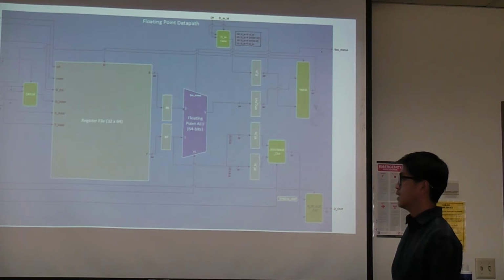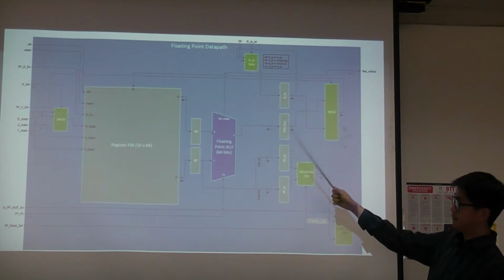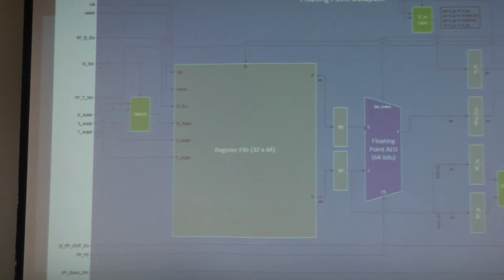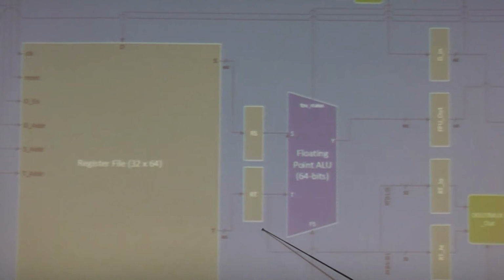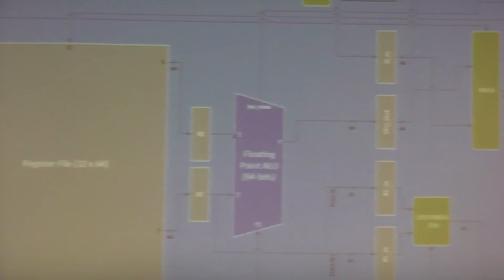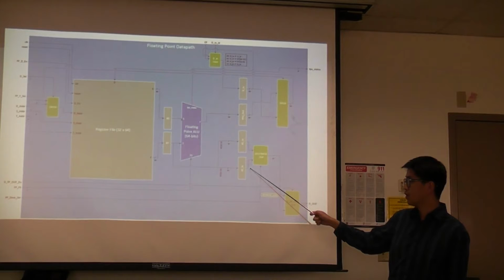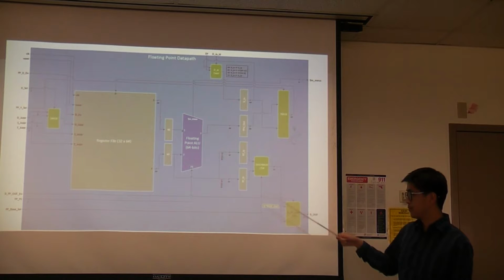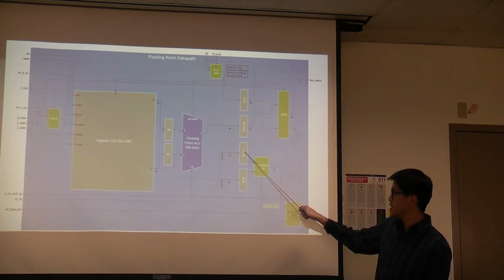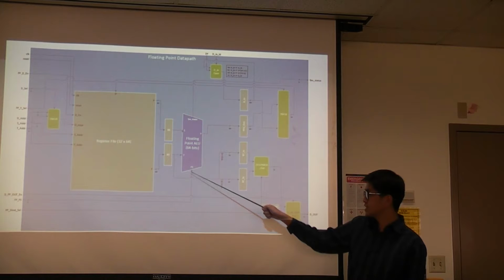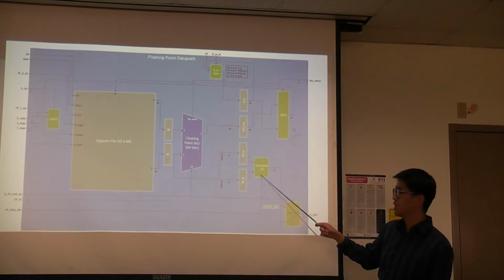So here are the differences between the floating point data path and the integer data path. One of the important parts is the output to dout. Previously RT would just be wired straight to dout, but since this is 64 bits, our states for load and store are extended by one. So there's one more state than the normal integer data path. What happens is there's an RT low and RT high: we split the 64-bit value into two 32-bit registers, and then use a MUX to output it to dout.